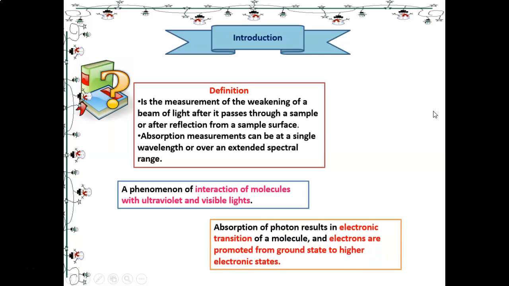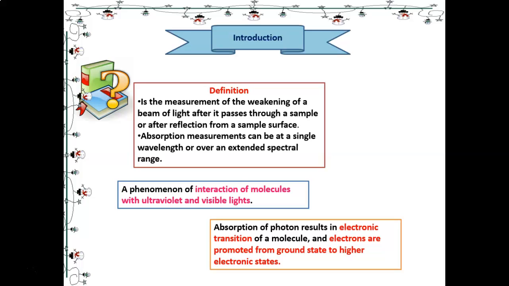Now we look at the introduction first. Ultraviolet and visible spectroscopy is the measurement of the weakening of a beam of light after it passes through a sample or after reflection from a sample surface. As we learned before this, in chapter 4, we have covered the reflection, transmission, and absorption. The absorption measurement can be at a single wavelength or over an extended spectral range.